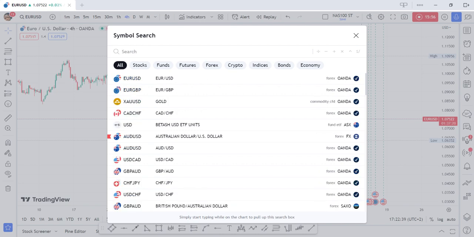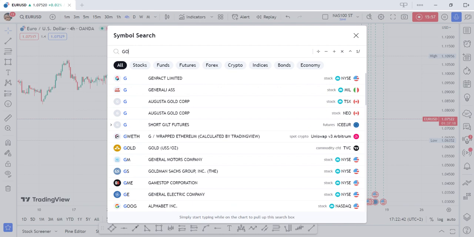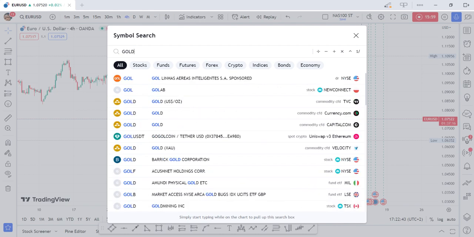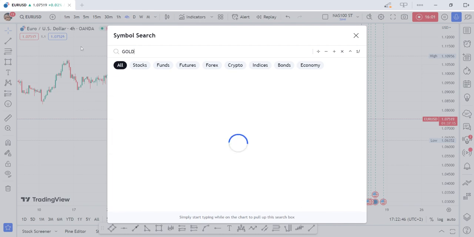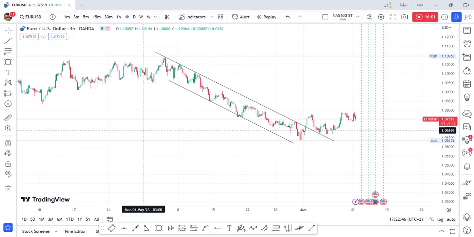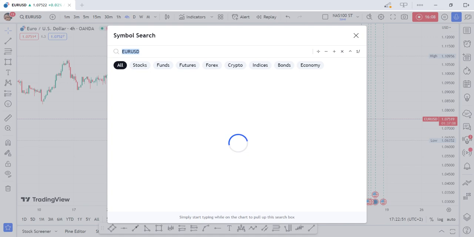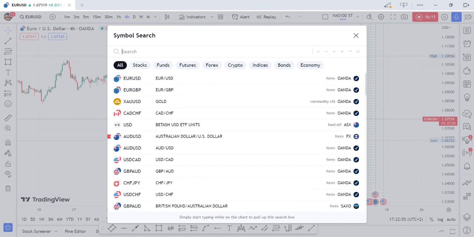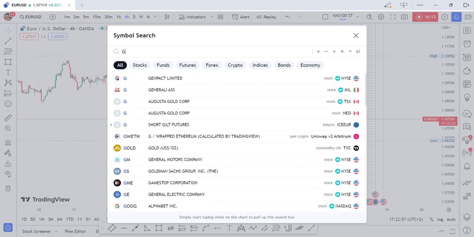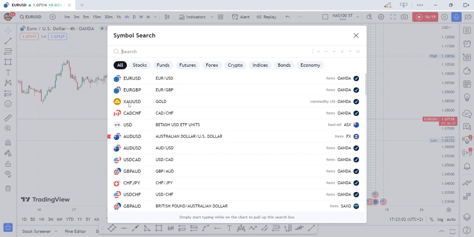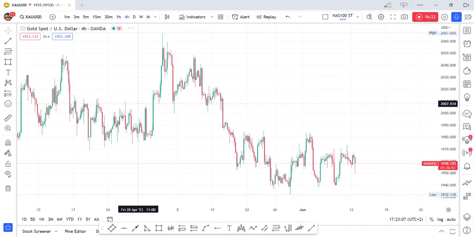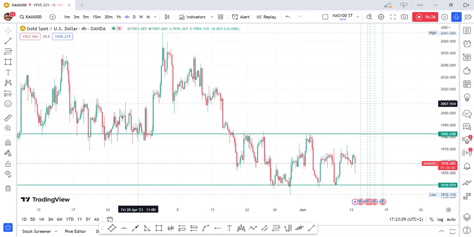Our favorite pair, gold. How do we analyze gold? This is the god of forex. Sorry guys, I'm not the god of forex. It's just that sometimes this knowledge can take you to a different place. Like, you don't think like others.